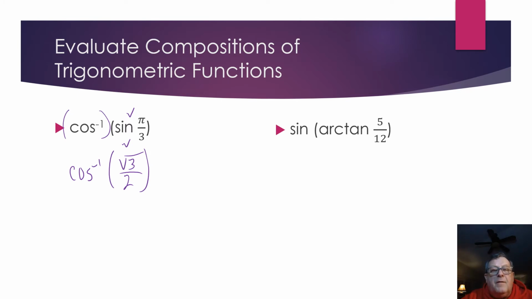Now let's think back on that unit circle. Where is the cosine equal to square root of 3 over 2? What's the angle measure at that point? And you may recall it's at pi over 6. And so that's our answer. That's the inverse cosine of the sine at pi over 3.